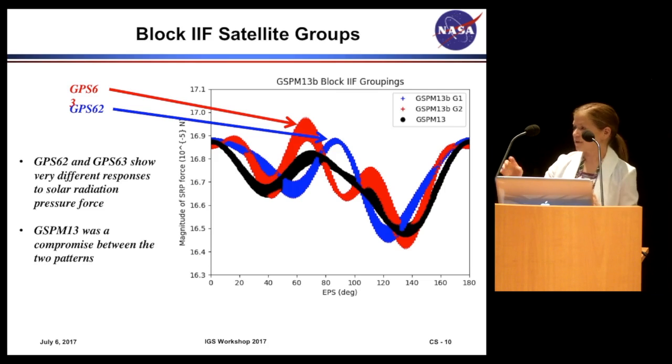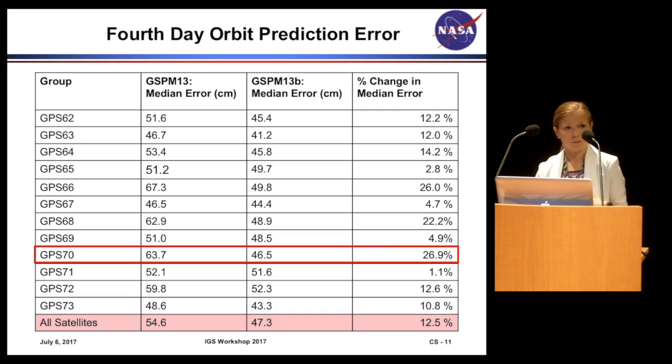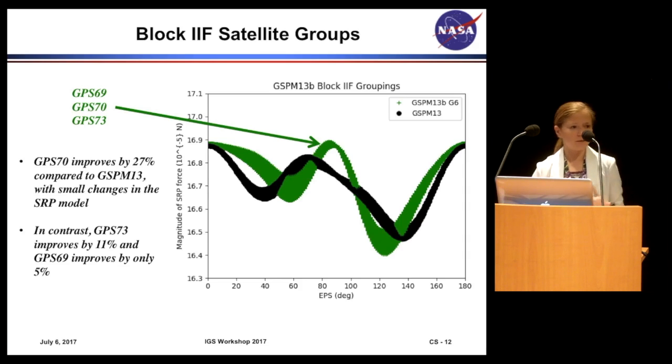And then in contrast, GPS 70, for example, showed a 27% improvement, but didn't vary that much from the original model. And so this really highlights the sensitivity of these parameters. So GPS 70 was grouped together, especially because it was the most recently launched satellite, with GPS 69 and 73, and both of those showed less of an improvement than GPS 70 did, even though they're all together in the same group. And so the sensitivity of these parameters is something we still want to look a bit more into.